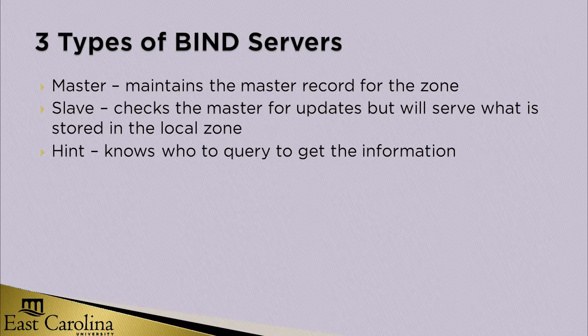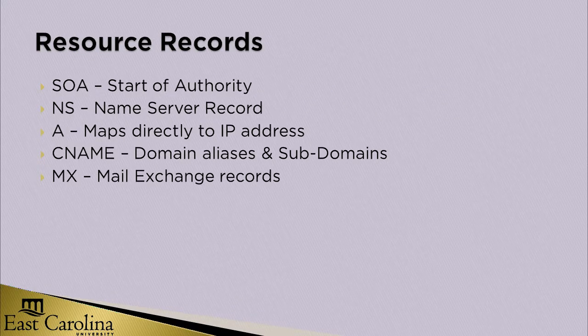Finally, the last type of server is the hint server. This server does not store a local copy of the database file, but it does know who to query for the information. Now that you know the different types of Bind operation, let's look at resource records. Bind stores translation information in several fashions. They are named resource records. On this slide, you'll find the most common resource records.